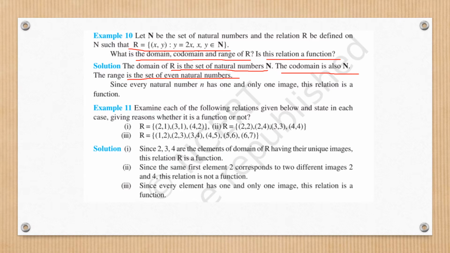Now since every natural number n has one and only one image, you will get just one and only one image. So this relation is definitely a function. This relation is a function.